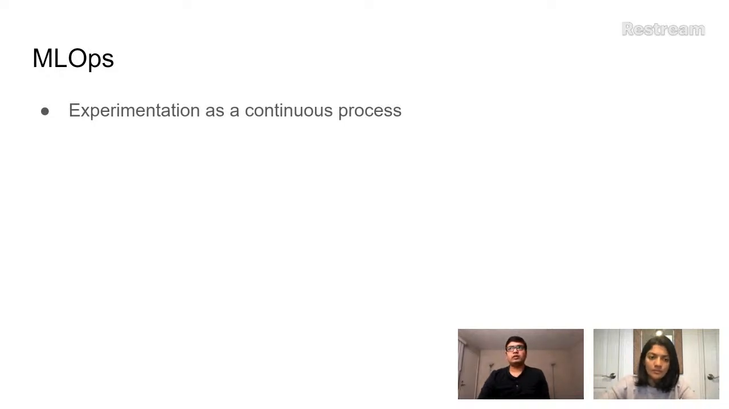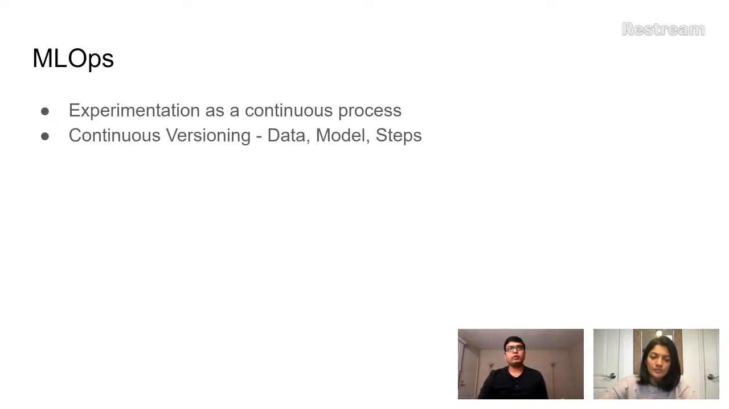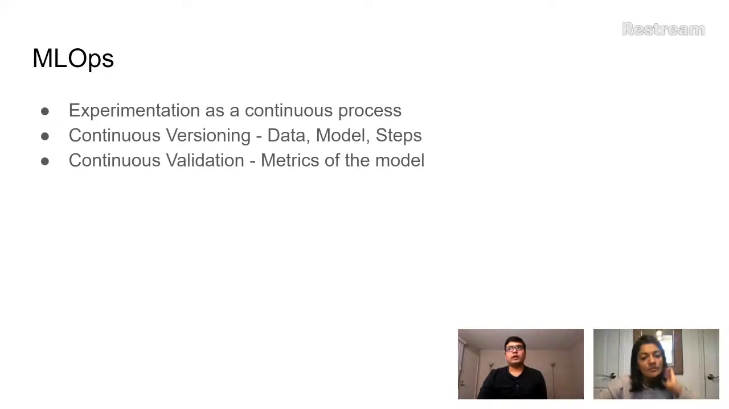So what are the features? The first thing is it provides experimentation as a continuous process. So there is no end of experimentation and start of inferencing. Experimentation continuously goes on. Second, it provides continuous versioning of your data, continuous versioning of your models, continuous versioning of your steps. Third is continuous validation.